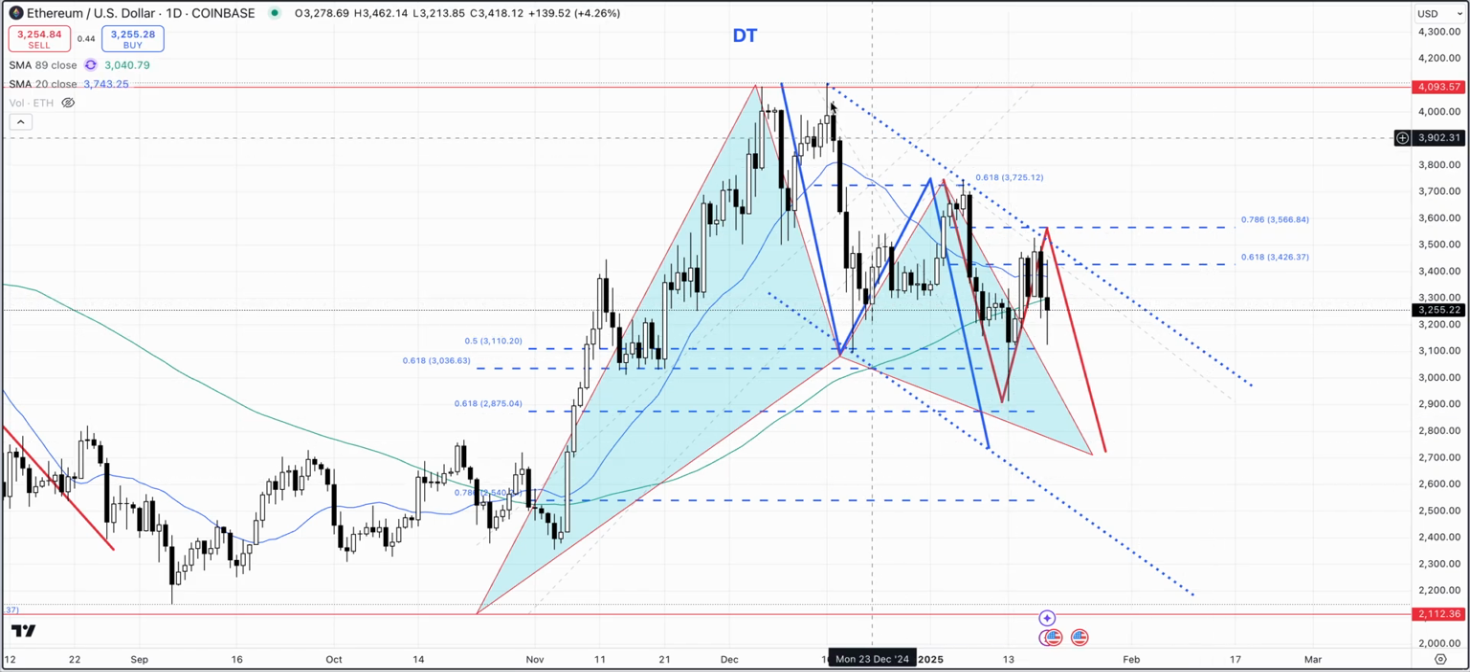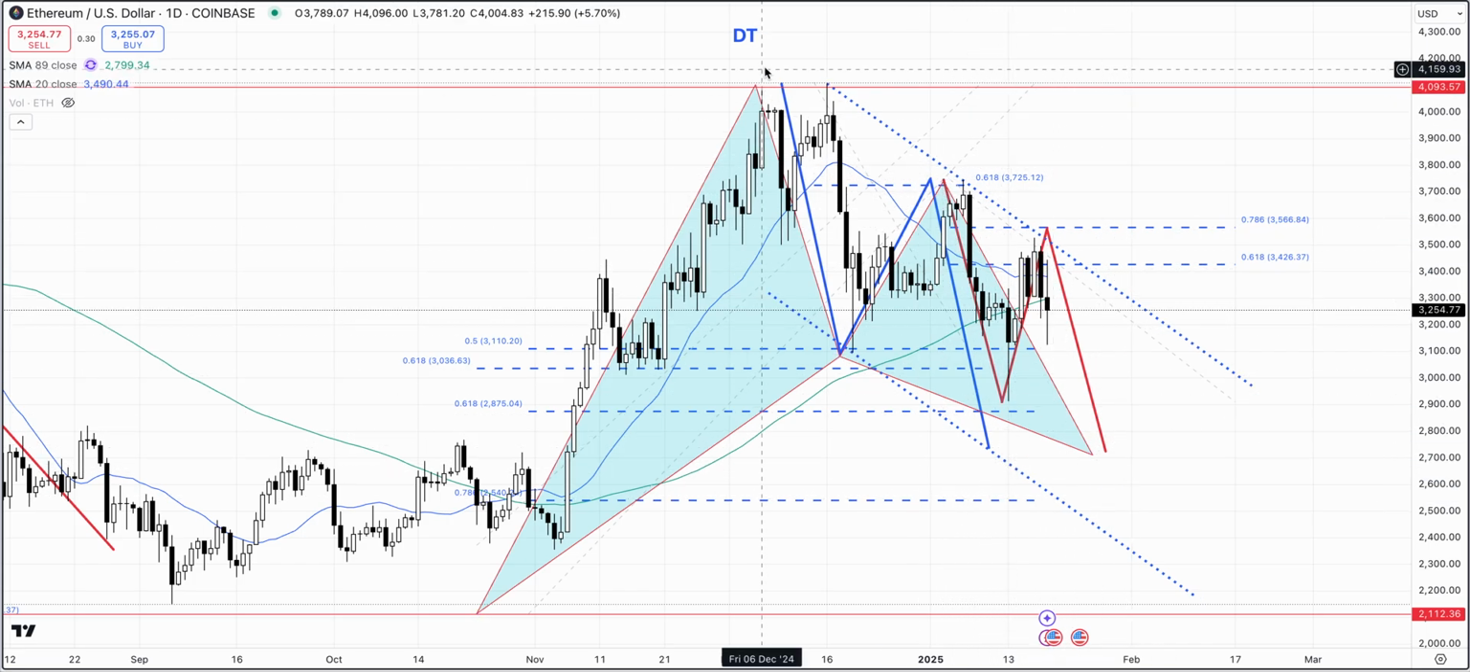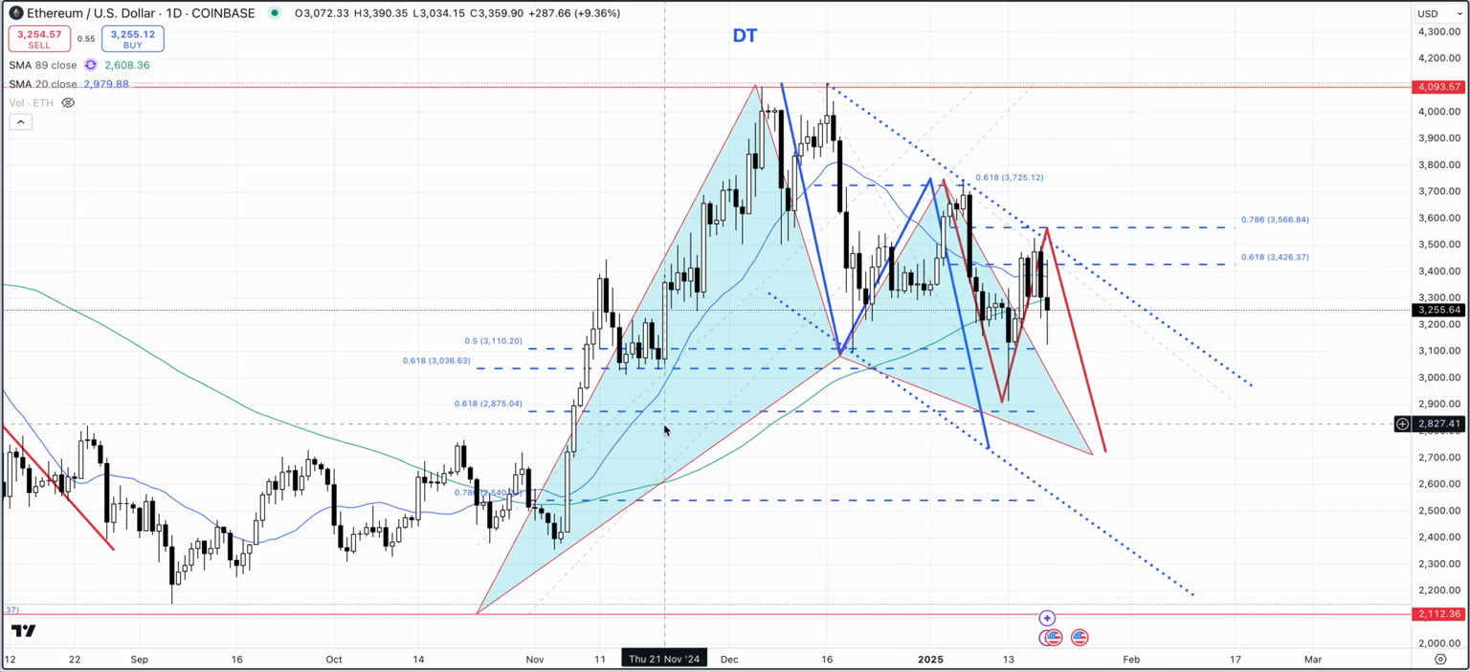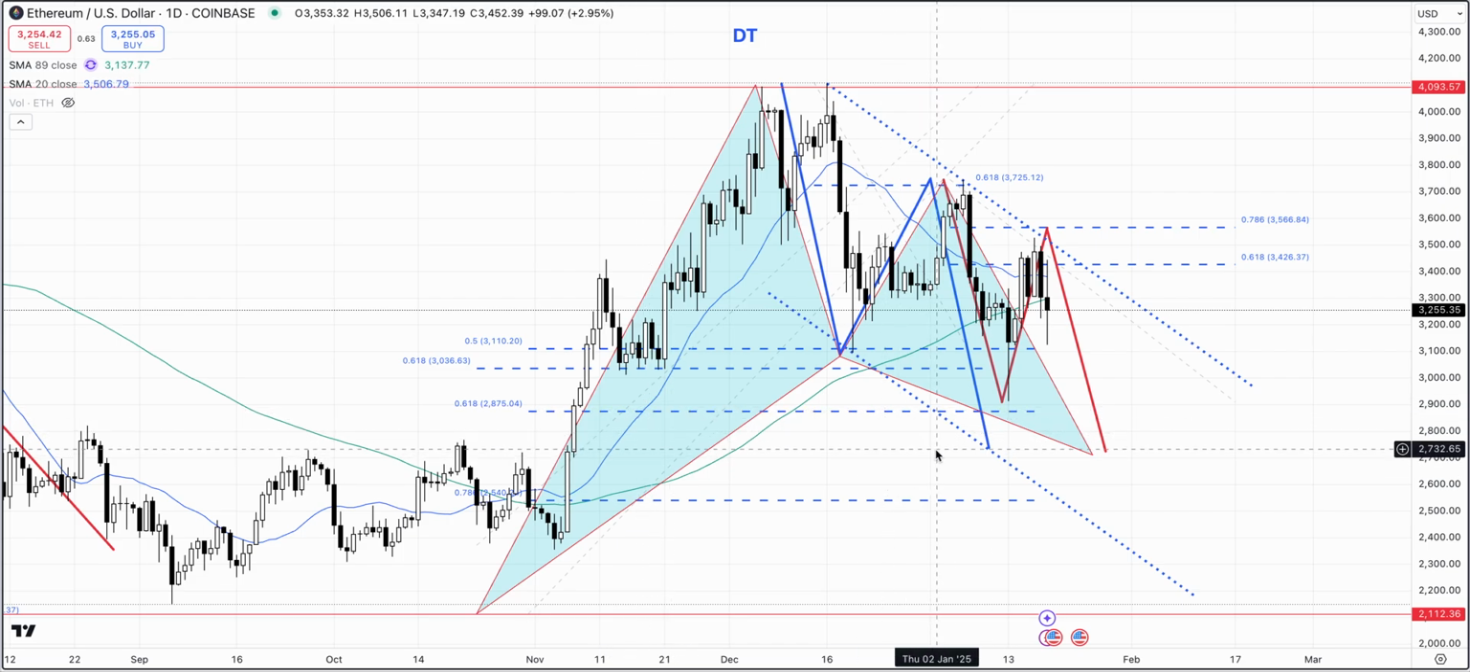The chances are it might actually be in this ABCD structure. So we have the smaller ABCD in red, the bigger one in blue, and it comes down somewhere around 2730. So let's say roughly 2,750. So anywhere 2875 to 2750 could be a potentially strong support level. So we'll just keep on watching this.